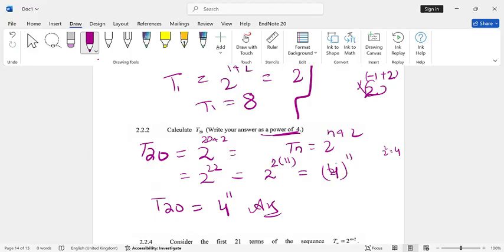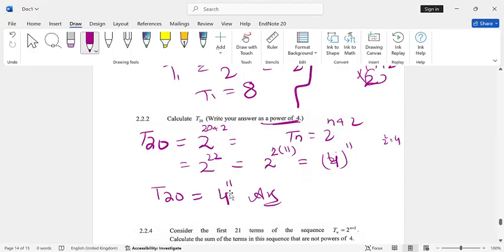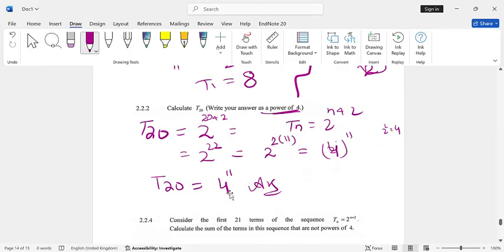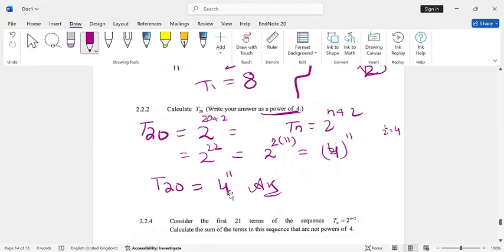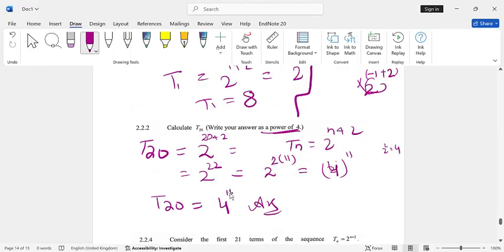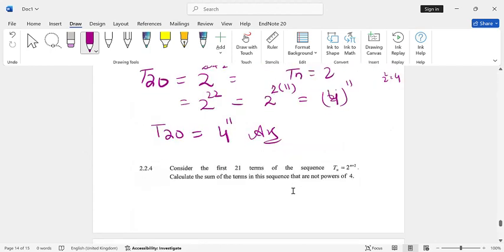So what is the next question? We have question 2.2.3, okay? Consider the first 21 terms of the sequence Tn equals 2 power n plus 2. Calculate the sum of the terms in this sequence that are root powers of 4, okay?